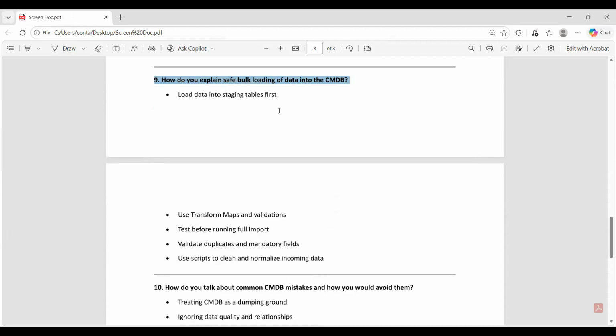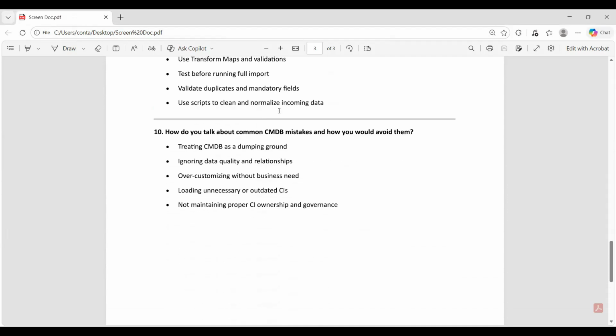Finally, the last question. How do you talk about common CMDB mistakes and how do you avoid them? This is also a common question, but it is important for your implementation practices as well. One of the most common mistakes is treating CMDB like a dumping ground. Organizations sometimes load every discovered item into the CMDB without defining business value and scope. This is mistake number 1.